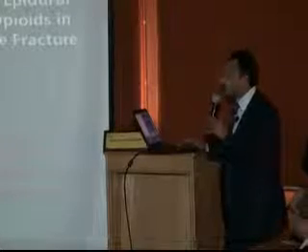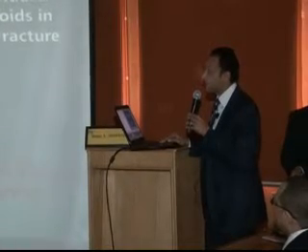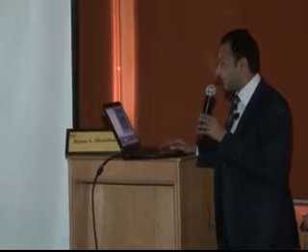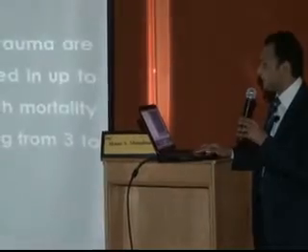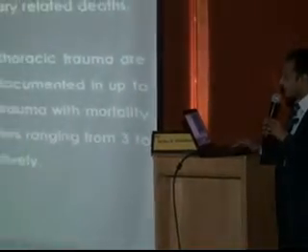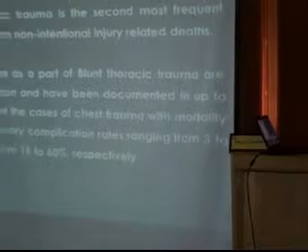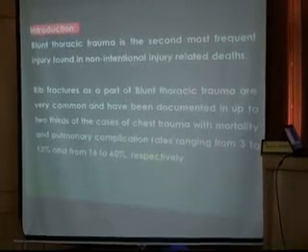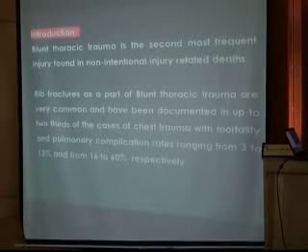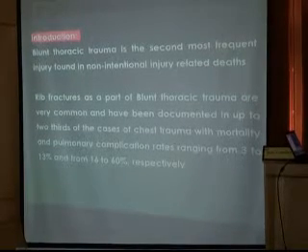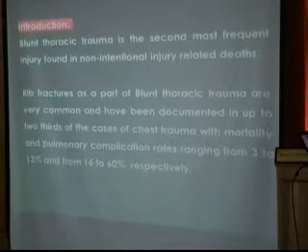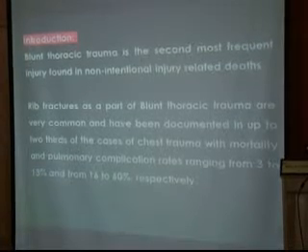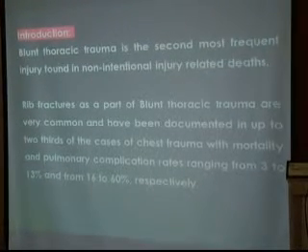Comparative study of thoracic epidural analgesia versus intravenous opioids in patients with traumatic multiple fracture ribs. Blunt thoracic trauma is the second most frequent injury found in non-intentional injury-related deaths. Rib fractures as a part of blunt thoracic trauma are very common and have been documented in up to 2/3 of the cases of chest trauma, with mortality and pulmonary complications rates ranging from 3 to 13% and from 16 to 60% respectively.